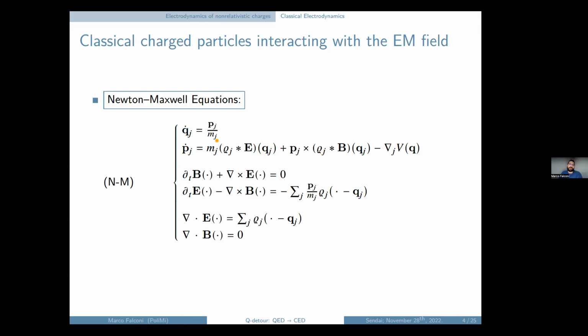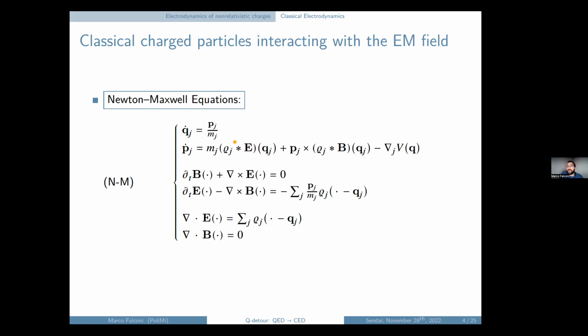So each particle has mass mj and momentum pj. Of course the first equation is a bit trivial: the derivative of the position is the velocity of the particle. Then we have the derivative of the momentum that gives us the coupling to the electromagnetic field. So rho j, which will be the same also for quantum and will play an important role, is the charge distribution, how the charge of this particle is distributed in space.